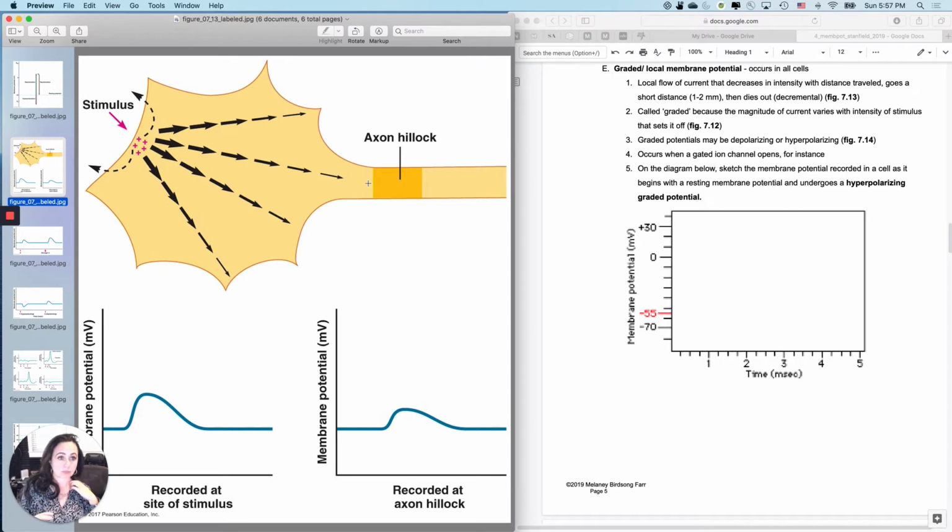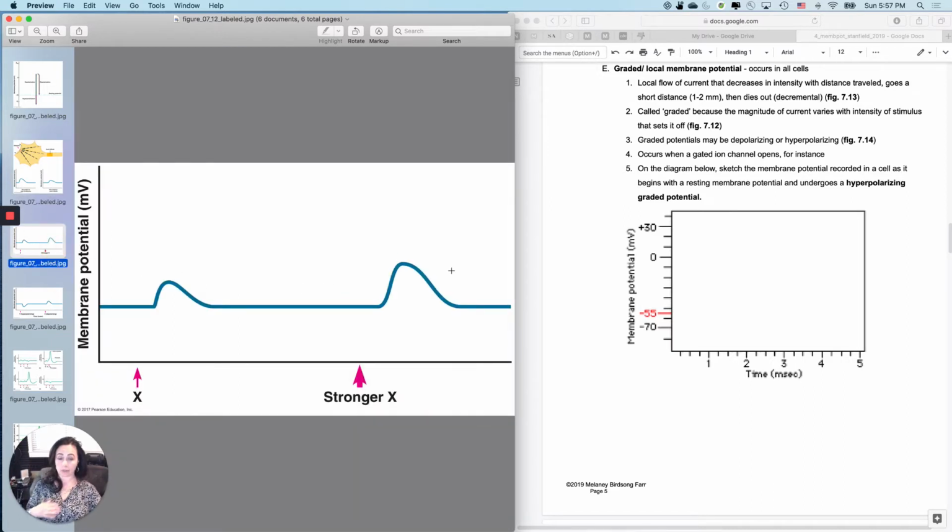So it's called local or graded because it's decremental. As you move further away, the intensity changes. It's also called graded because it can be strong or weak. If I opened one gated sodium channel over here, I might get this. But what if I opened 5 gated sodium channels over there? I might get this kind of change. So it can be strong or weak. Local, because wherever you drop the pebble in the pond, you're going to have the most impact, and graded because there are strong ones or weak ones, because the magnitude of the current varies with the intensity of the stimulus that set it off.